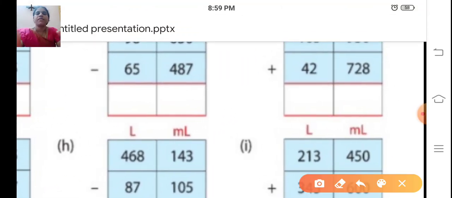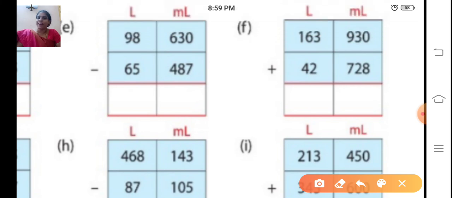Sum. We are going to add 163 liters 930 milliliters plus, just see the symbol, it's an addition, 42 liters 728 milliliters. We are going to add these two first. Let's add the milliliters first. So 0 plus 8, 8, and 3 plus 2, after 3, 4, 5.